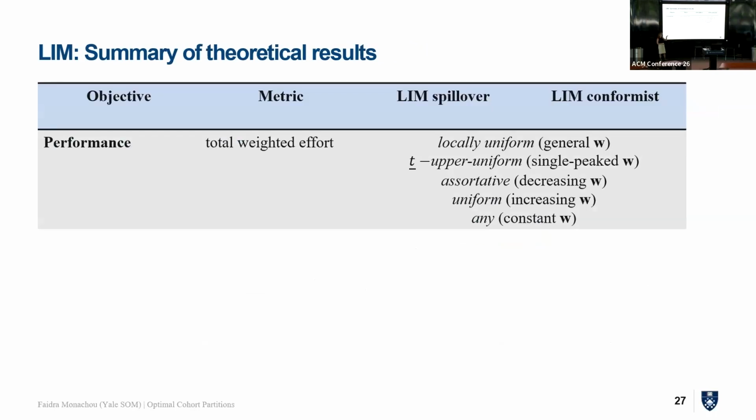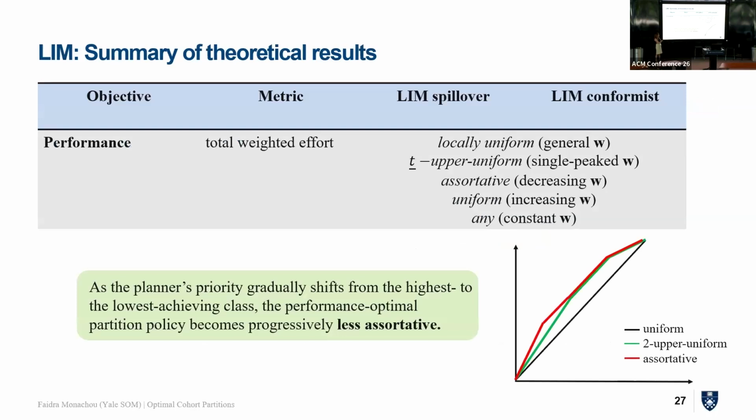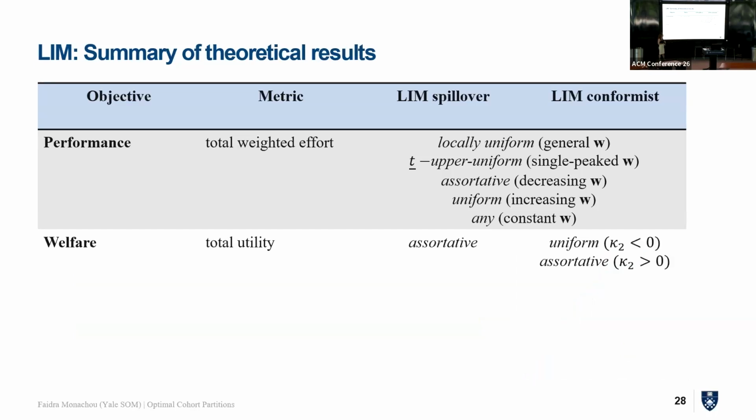For these two models, we look at several objectives. We start with performance, which is measured by the total weighted effort. The main takeaway is that as the planner's priority gradually shifts from the highest to the lowest achieving class, the optimal partition changes. If my weight is highest for the highest achieving class, then the assortative partition is optimal. But as I move toward caring more about the lowest achieving class, I gradually move from assortative to two-tier uniform to uniform, so gradually to less assortative classes.